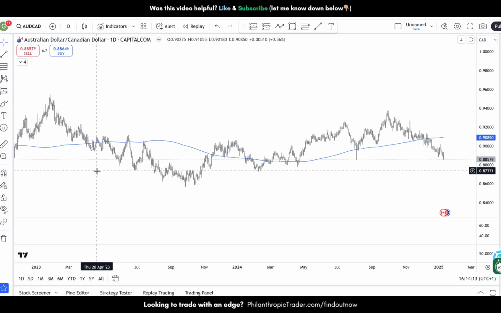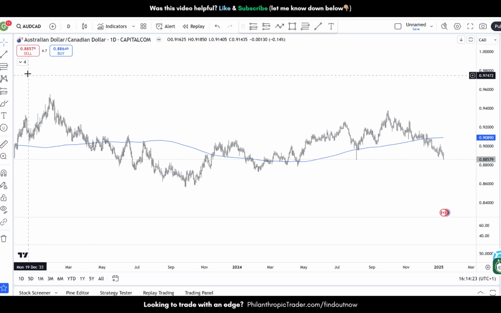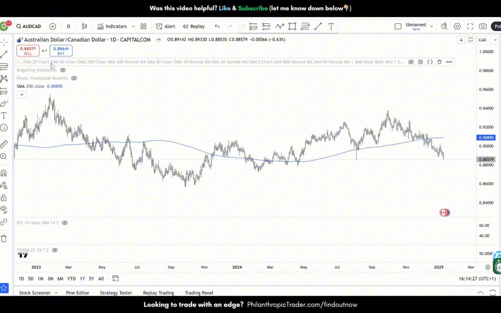But what if we combine these lengths, right? We combine the 50 and the 200, or maybe the 100 moving average. What if we do that? So what you can do is that you go to indicators. As mentioned, you can look for the moving average, but there are also indicators that enable you to combine the moving averages in one simple indicator.